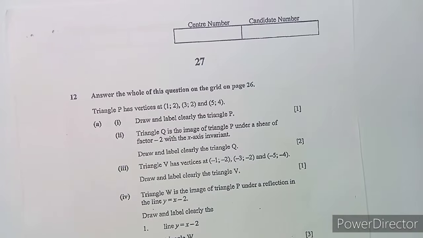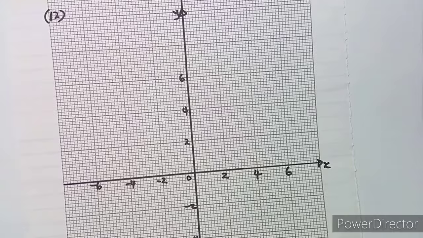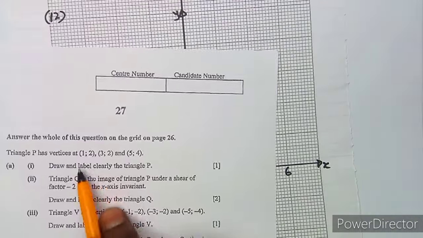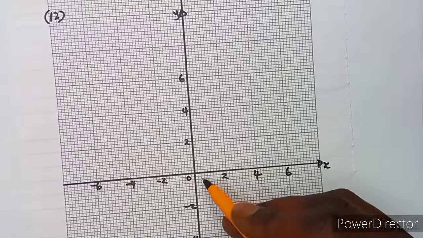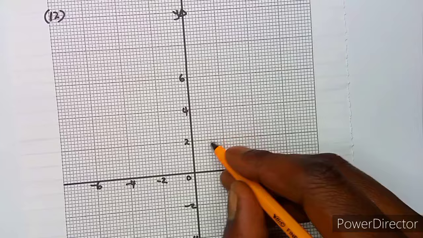Okay, on number 12, we've got a question on transformation, and we have got the triangle P, with vertices 1, 2, 3, and so on. So you just need to mark these, guys. I don't know if it is going to be well now with the time that you are having. So our triangle P, that's vertices 1, 2. That's 1, 2 here, which is 1, 2 in between. That's 1, 2, 3, 4, 5.